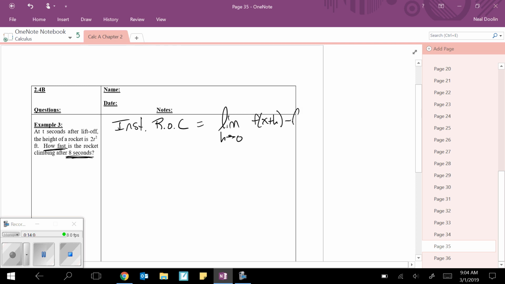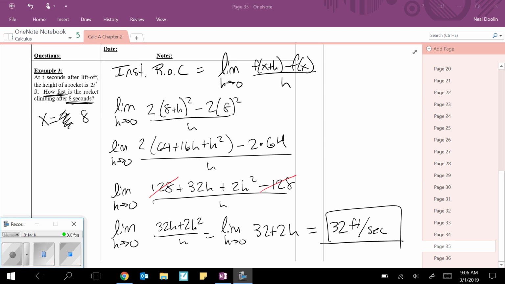And what I'd like for you to do is to try this problem. Pause the video, try the problem, see if we end up in the same place. And in a second here, you're going to see all my work. So here it is. There you go. Hopefully you got 32 feet per second.